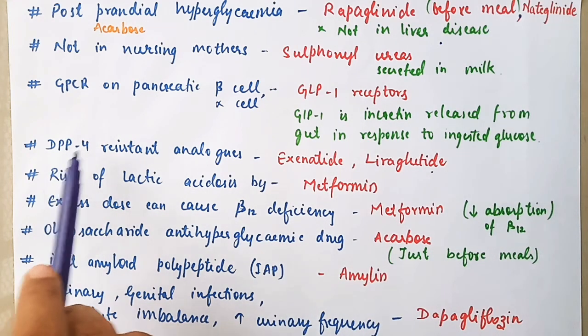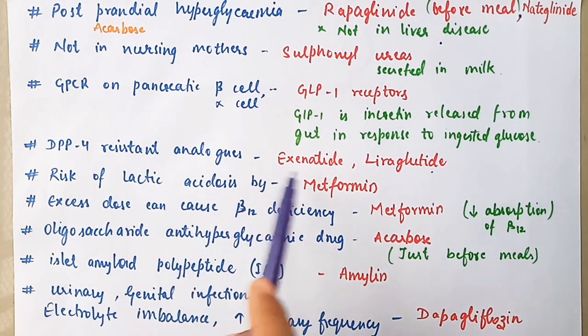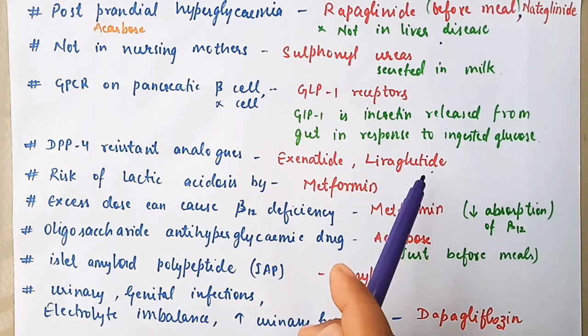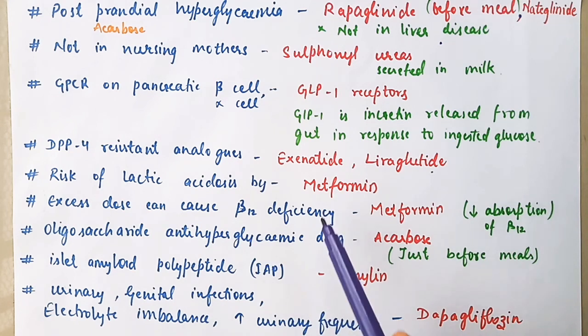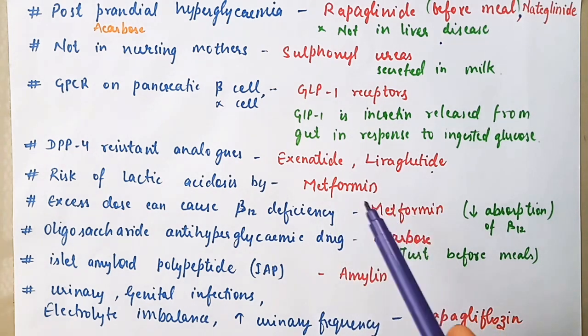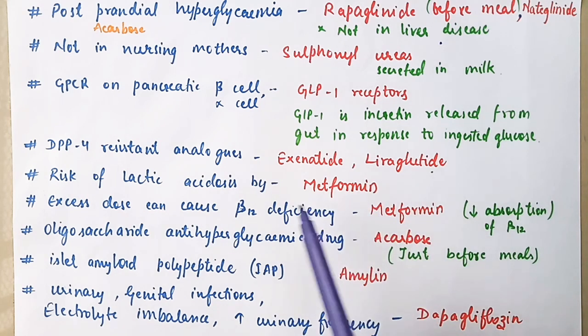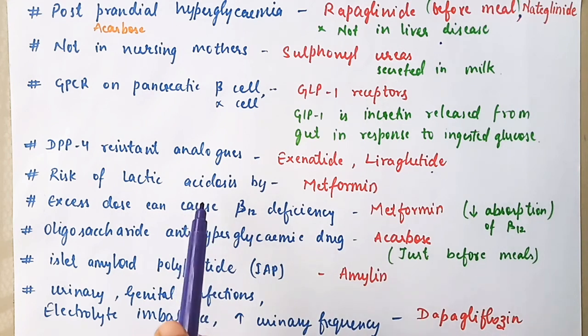Next is DPP-4 resistant analogs. They are exenatide and liraglutide. Which drug causes a disulfiram-like reaction? That is metformin. So when metformin interacts with alcohol, it produces a disulfiram-like reaction. As well as when it is given with other drugs, it produces lactic acidosis. So it cannot be given in high doses.